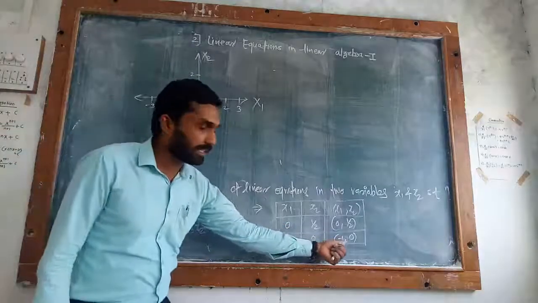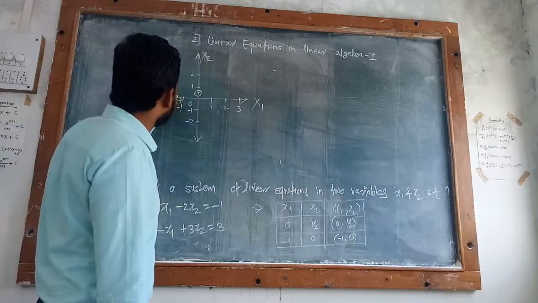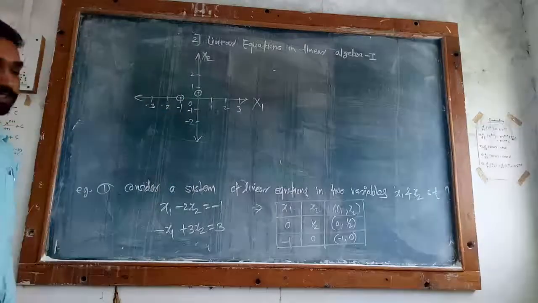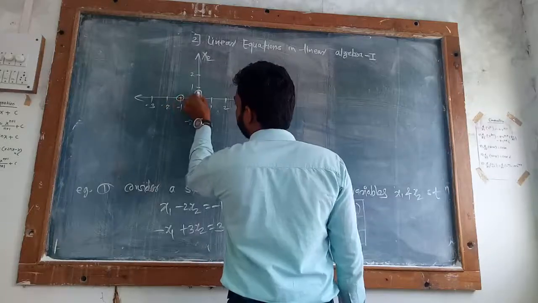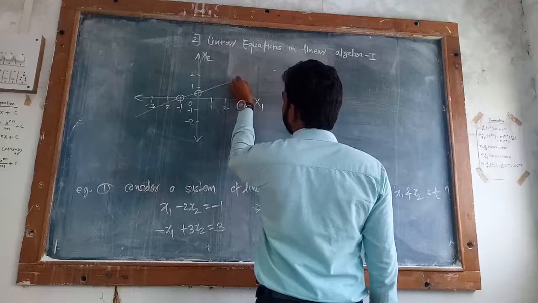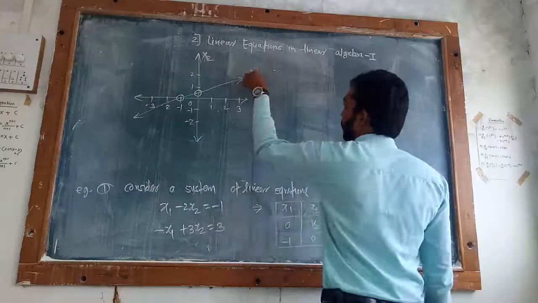The next point is (minus 1, 0). On your x axis, x1 is minus 1 and the y coordinate is 0. Now we have to join these points. This is your first line, called line L1.